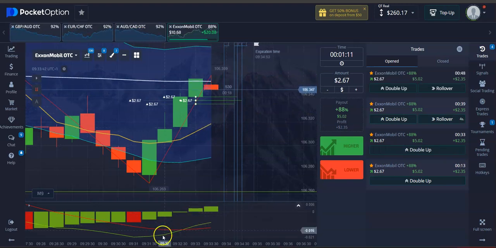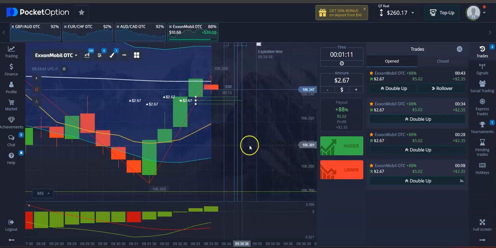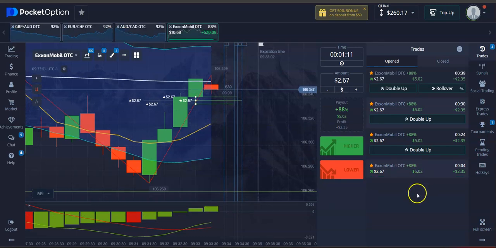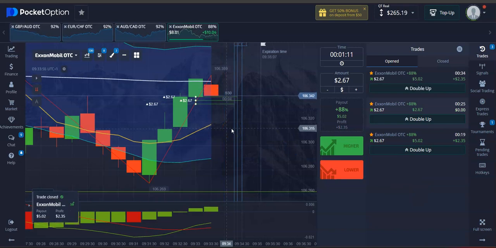15 seconds. Everything looks good on the MACD. We got a crossover. We got lots of green bars. So potentially the price will have a continuation to the upside. So we got 5 seconds on the first trade. We got that one. Cool.